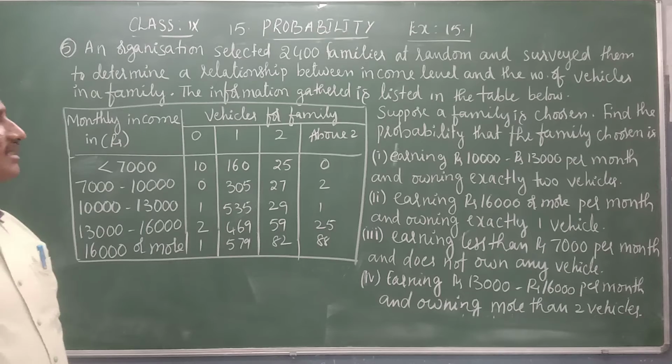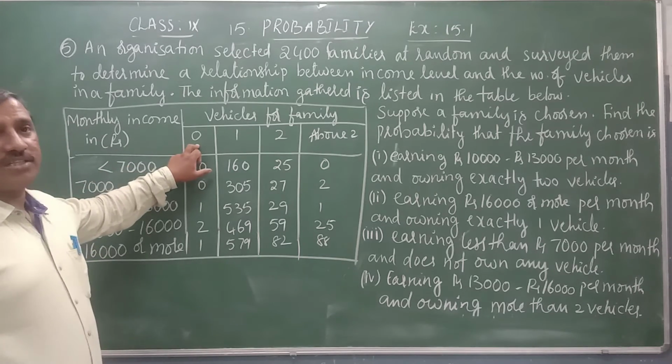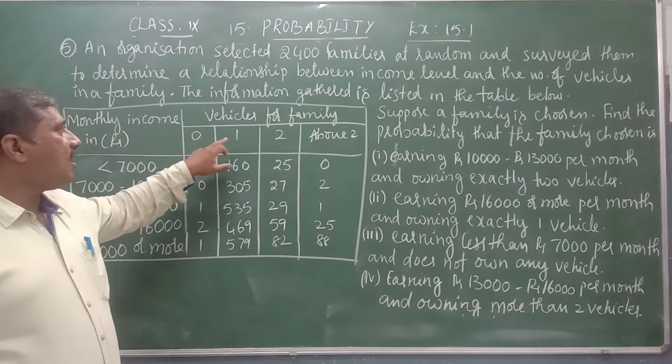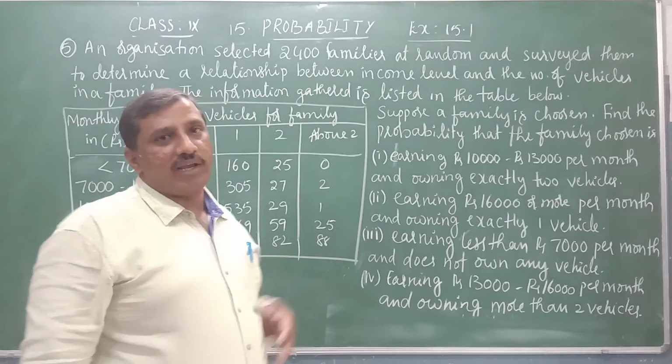The information collected is listed in the table below. In this table, the information is about 2,400 families. Their monthly incomes are less than 7,000, 7,000 to 10,000, 10,000 to 13,000, 13,000 to 16,000, and 16,000 or more. And for vehicles per family: zero vehicles means no vehicle, then families with one vehicle, two vehicles, and more than two vehicles.